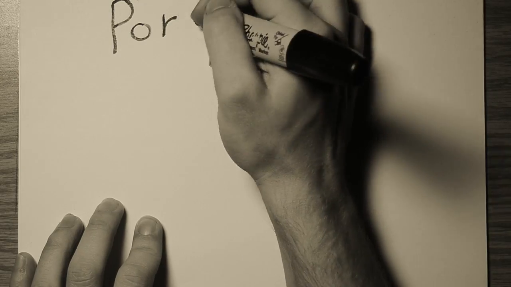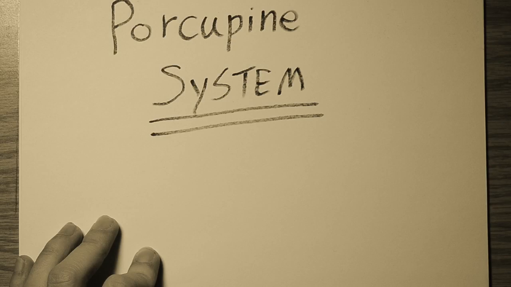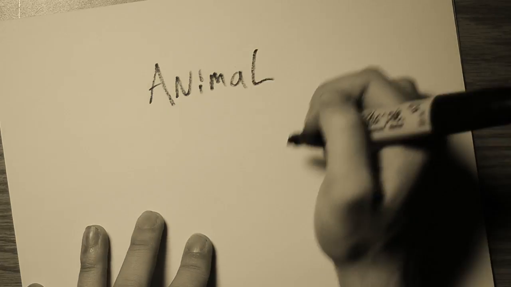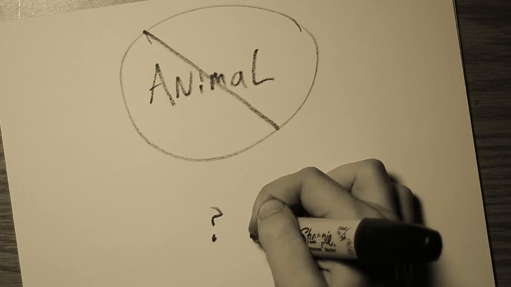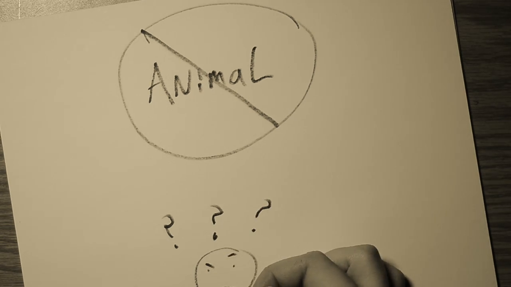Let's take a look at the porcupine system. Now, I know what you're thinking. What in the world is a porcupine system? Well, it actually has nothing to do with an animal, despite its clever name. Porcupine is actually a system of music which is very different from the usual Western musical scale.